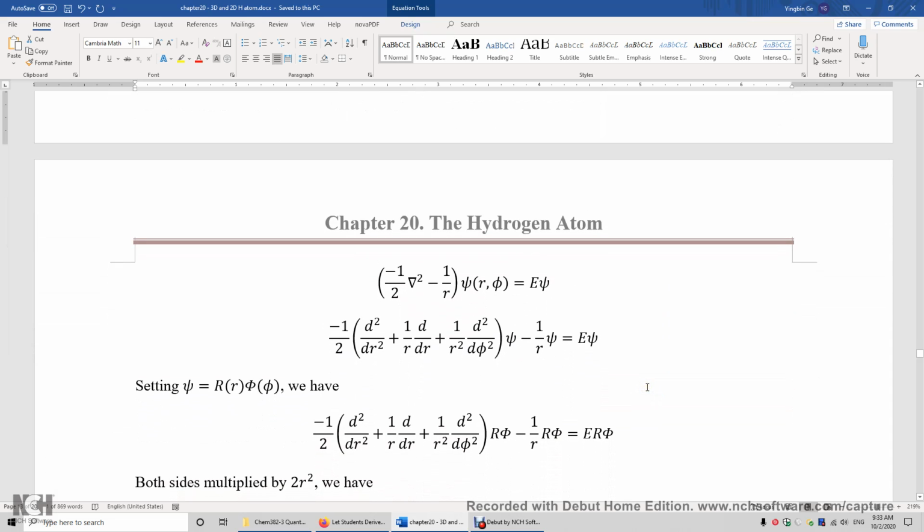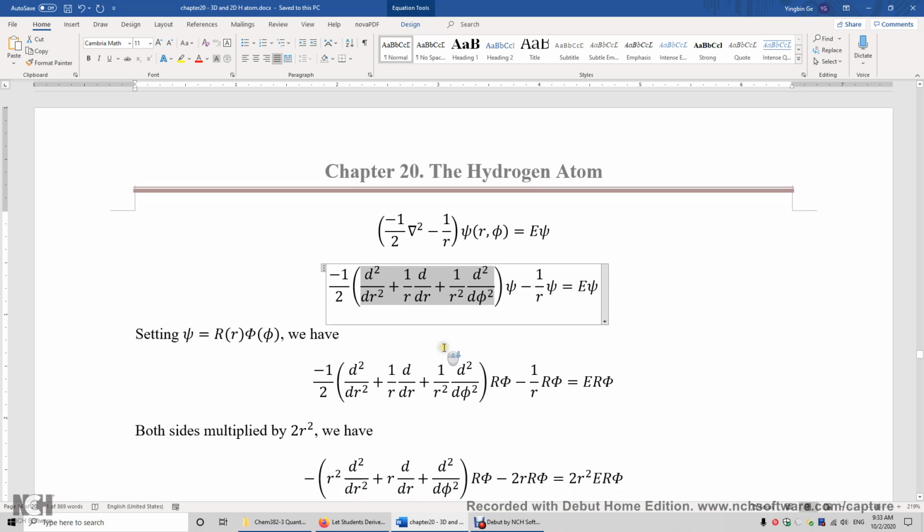Now let's try to solve the Schrodinger equation for the hydrogen atom in the two-dimensional world. So this is kinetic energy operator, potential energy operator, and this is the Laplacian in the two-dimensional world. So all we need to do is we need to solve this Schrodinger equation, and we'll do a separation of variables. Let's say the wave function is the product of a function of r and a function of phi.